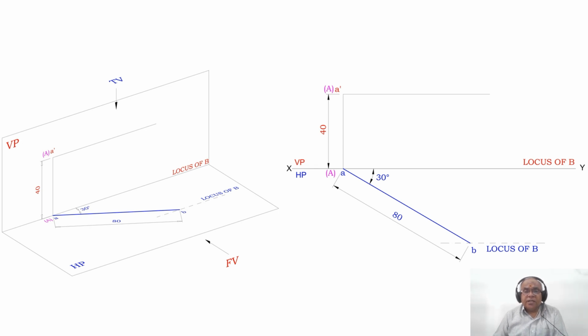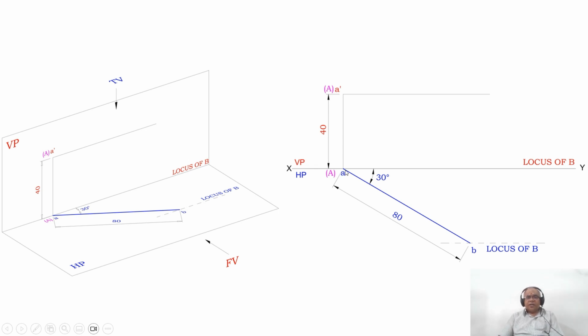First we are going to draw the XY line and mark VP and HP. The point A is on VP, so you're going to get A. Then above HP is seen in VP, so you're going to get A dash, and you mark this point as capital A. You mark this point also as capital A in the top view. Then the top view of the line is inclined at 30 degrees to VP and has 80 mm length.